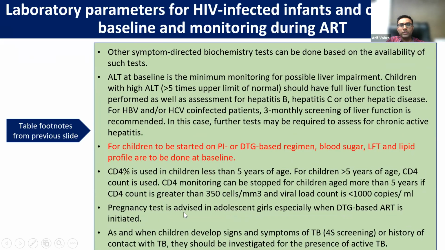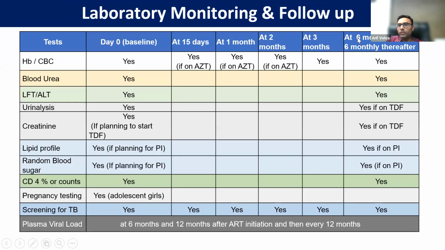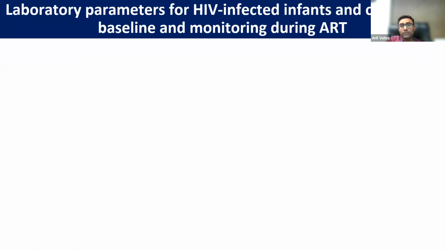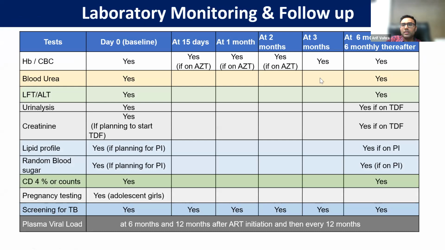So these parameters we need to monitor in each and every child. This is the chart of what we do at regular monitoring. If the child comes for any other problem, or a physician or medical officer feels that they need to investigate the child for particular symptoms, then they may order some investigation based on the clinical situation and the condition of the child. So this is a framework for regular monitoring.